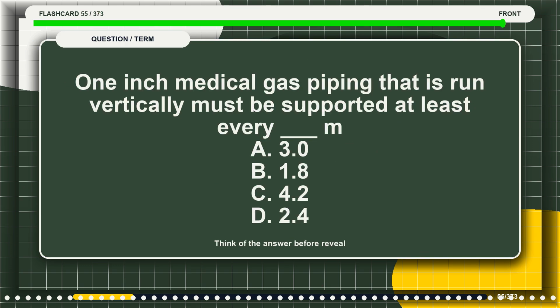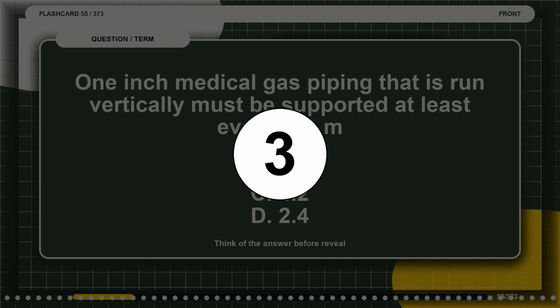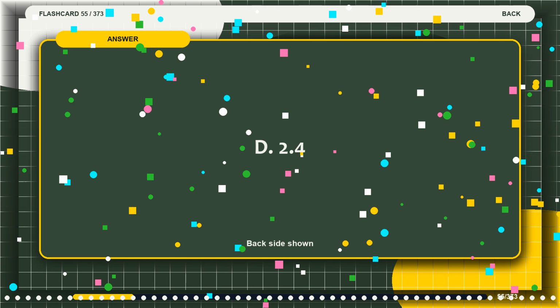Flashcard 55. 1-inch medical gas piping that is run vertically must be supported at least every blank m. A. 3.0, B. 1.8, C. 4.2, D. 2.4. Think of the answer before the reveal. The answer is D. 2.4.